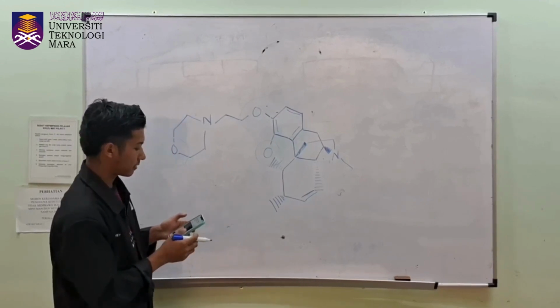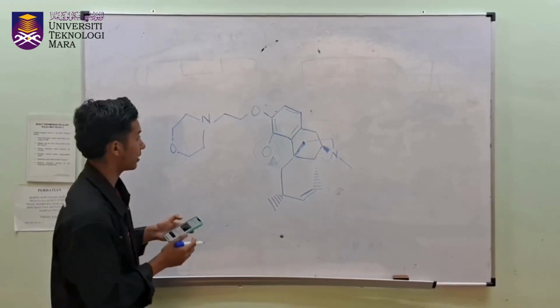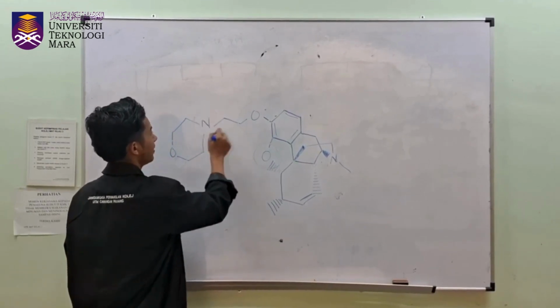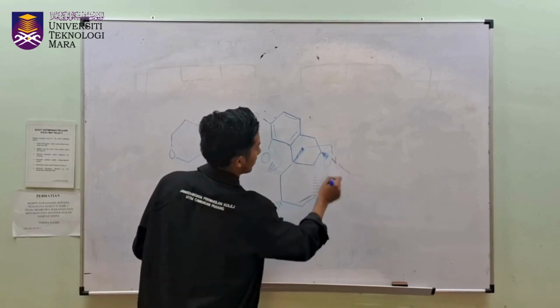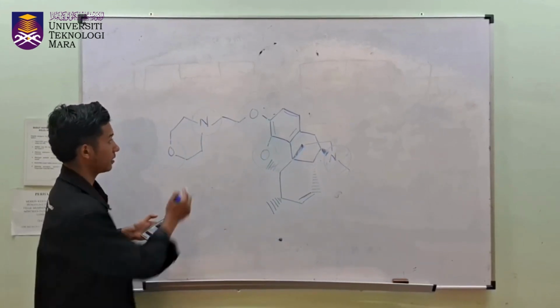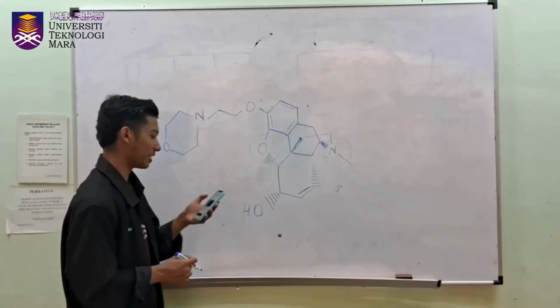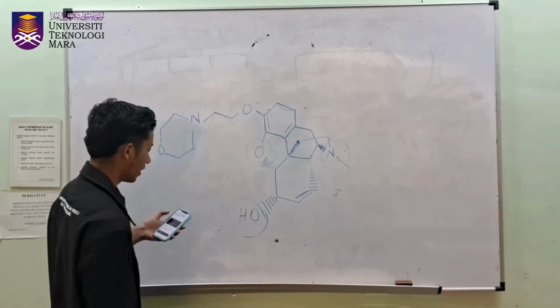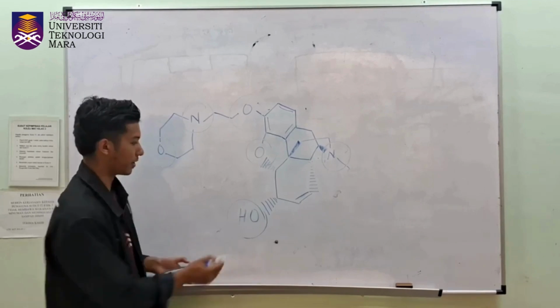Okay, for the second, it is tertiary amine. Tertiary amine is this and this other end. The tertiary amine has a nitrogen atom, which is N. For the third one is the hydroxyl group, which is this H and O. This hydroxyl group is present.